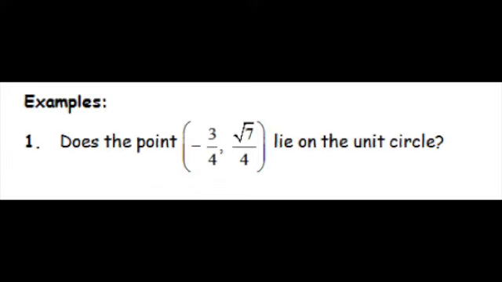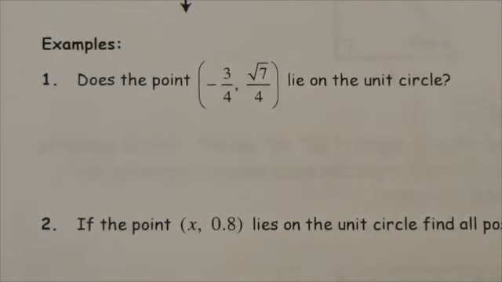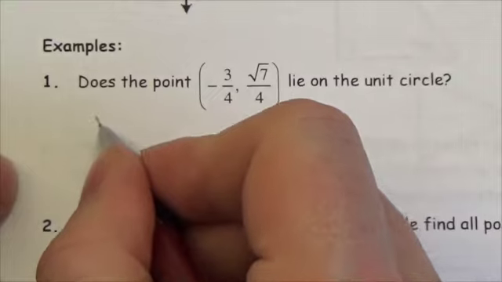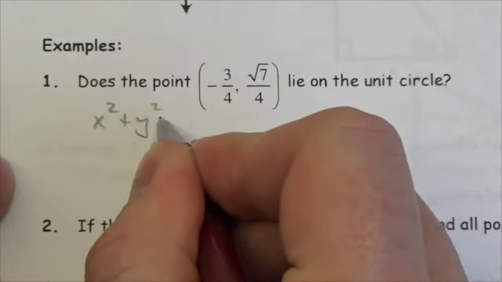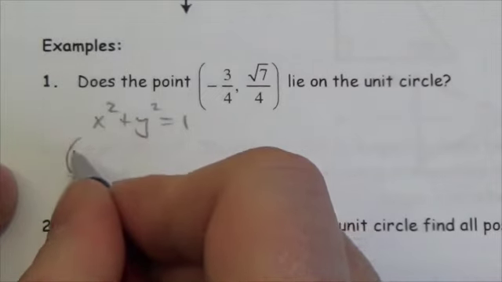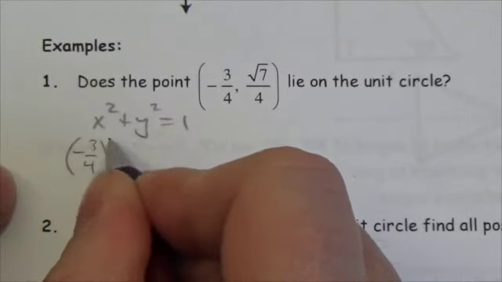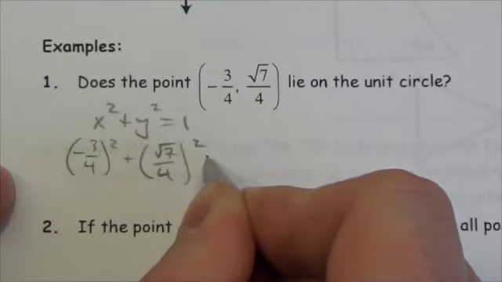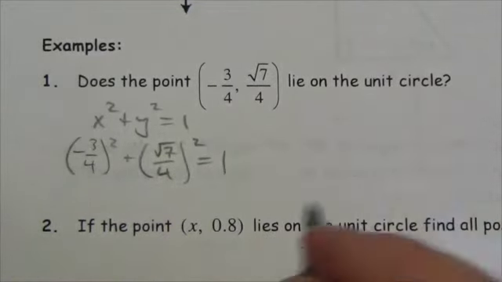Does the point negative 3 over 4, comma, root 7 over 4 lie on the unit circle? To answer this question is very simple. We just apply it to the equation of the unit circle. So I've got x squared plus y squared is equal to 1. Let's just check and see. So negative 3 over 4 squared plus root 7 over 4 squared. Does that equal 1? I don't know at this point.